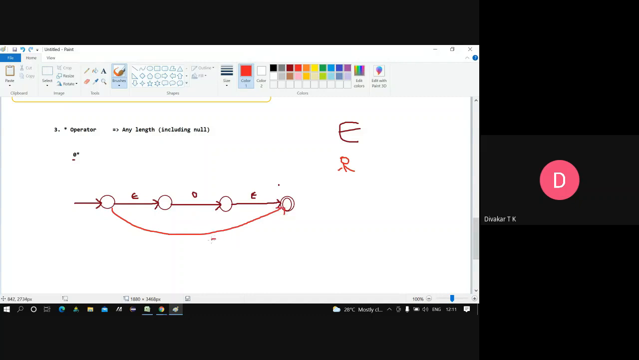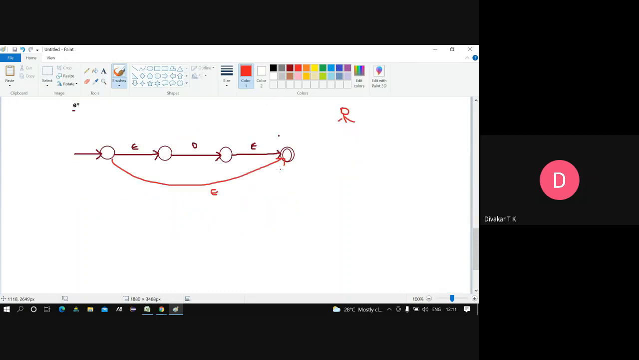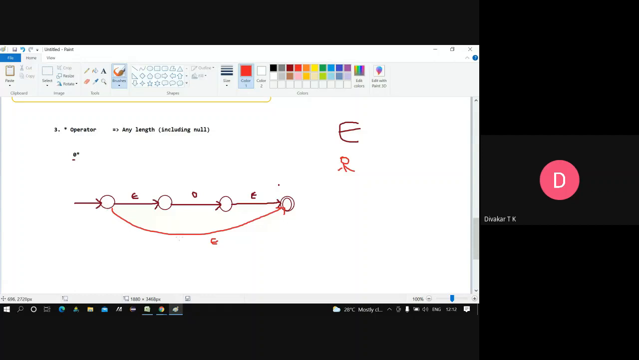Epsilon. Good. Understood? Got the clarity, guys? So this is from the first state to the last state, we send it directly with epsilon here, meaning we are not reading a 0 symbol. If we wish to read, you can go this way straight, meaning you can read only one 0.